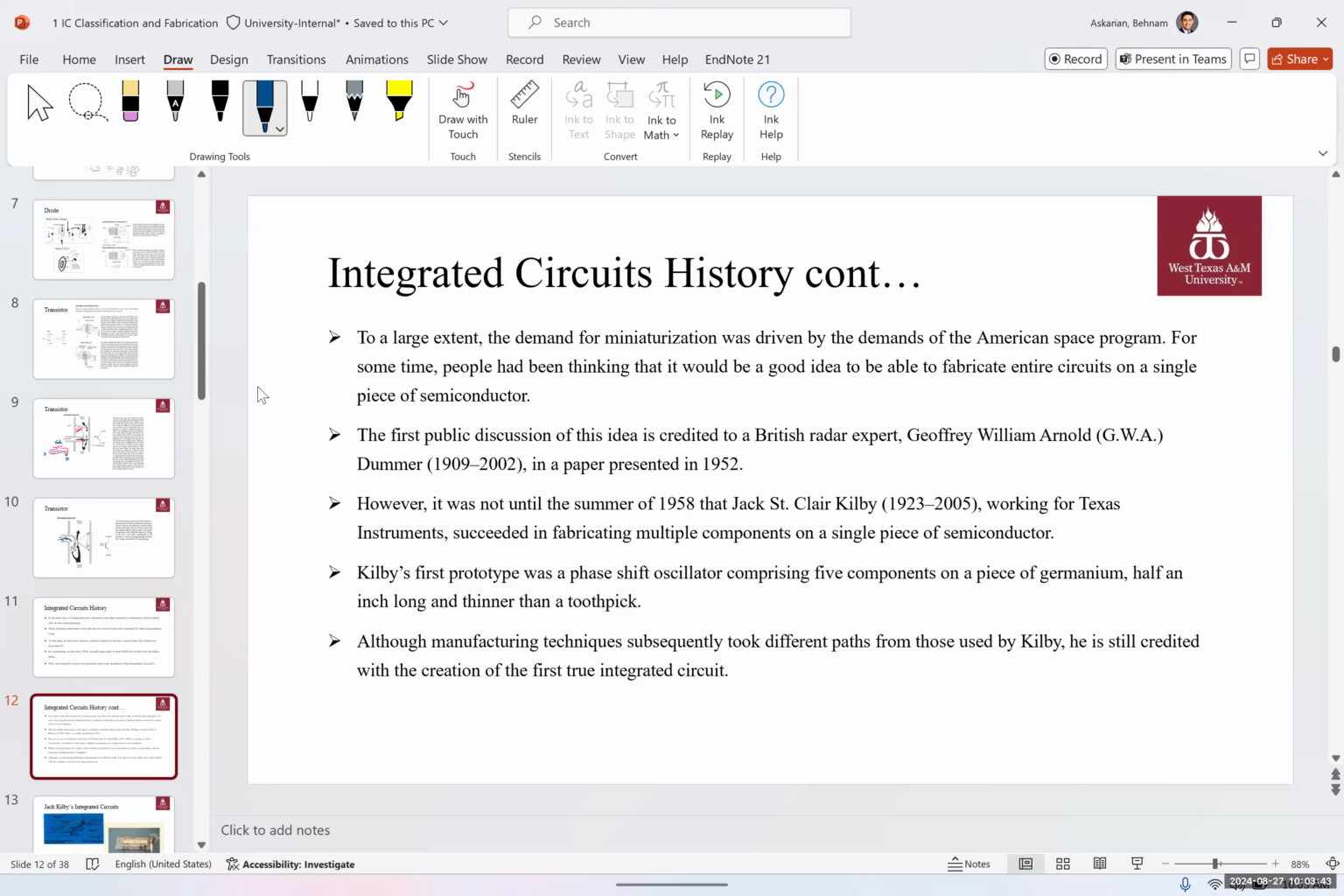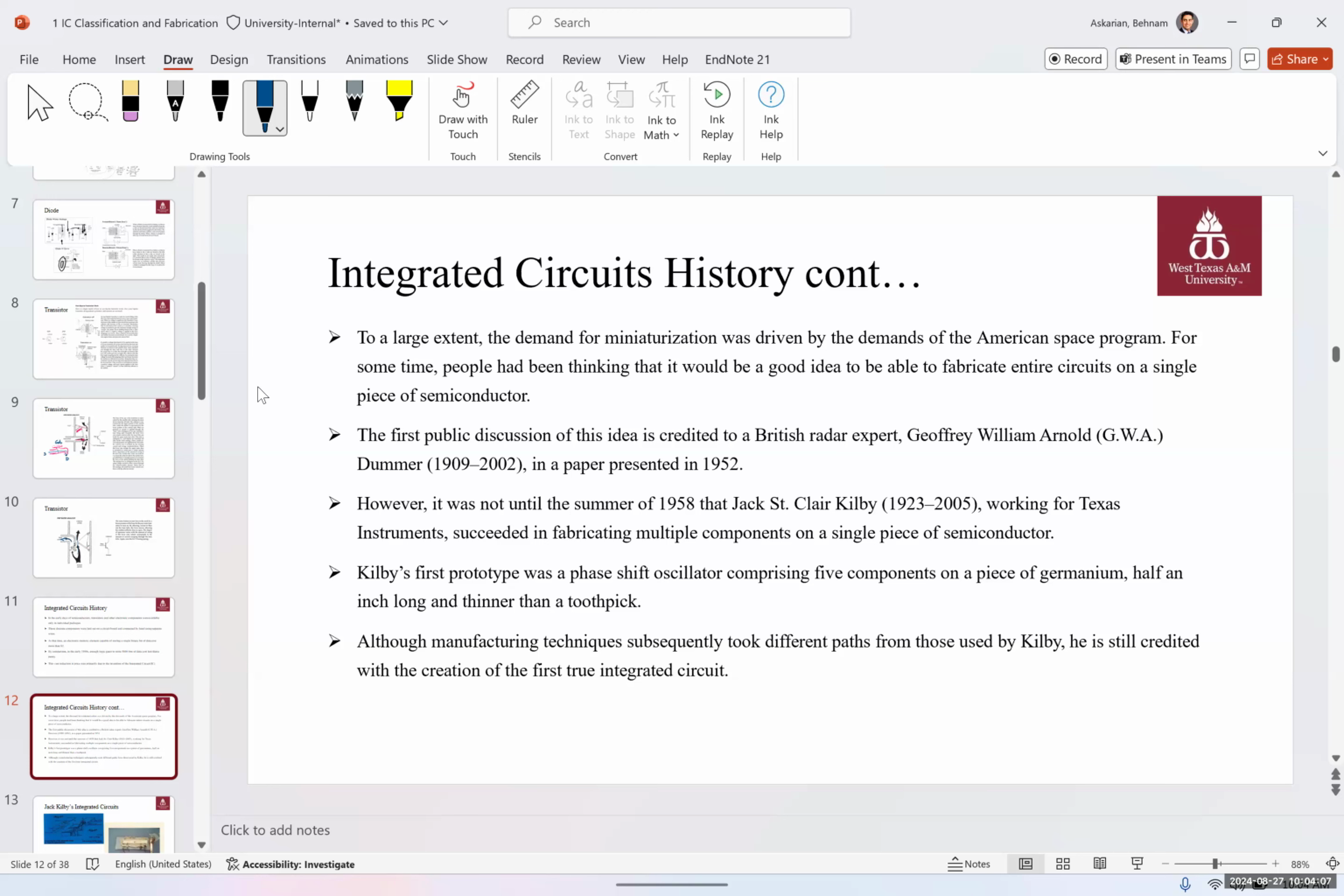The first need for ICs, and the first push, came from NASA and the American space program, the Apollo program. They saw the need to make these circuits smaller, more energy efficient, lighter, and more reliable.